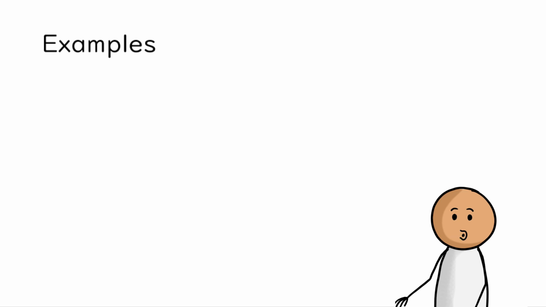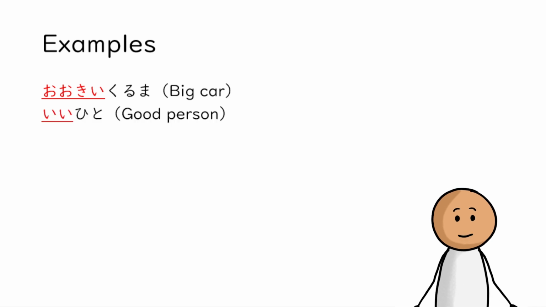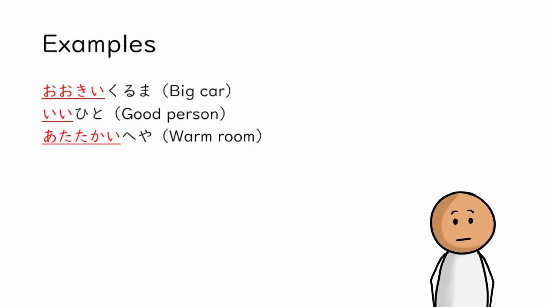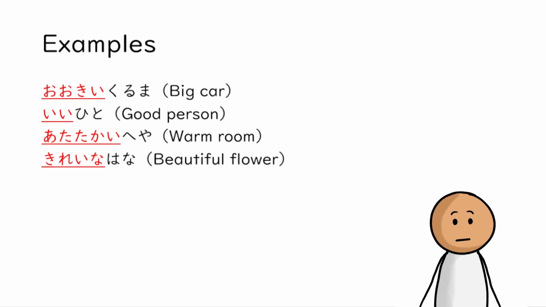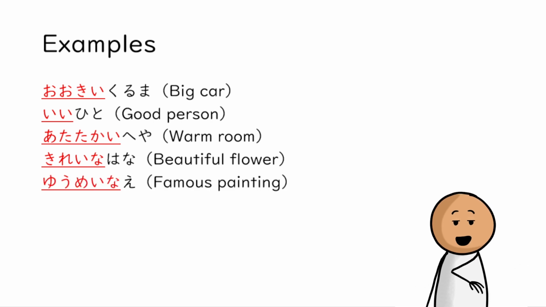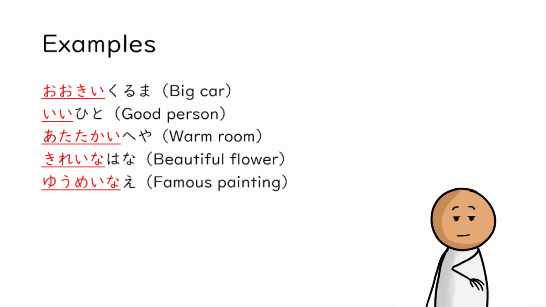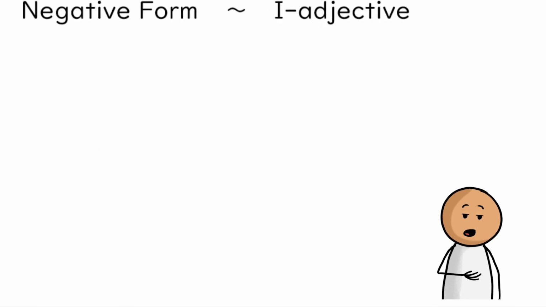Here are examples to show how these can modify nouns. 大きい車, big car. いい人, good person. 暖かい部屋, warm room. きれいな花, beautiful flower. 有名な絵, famous painting. Now, let's look at the negative form.